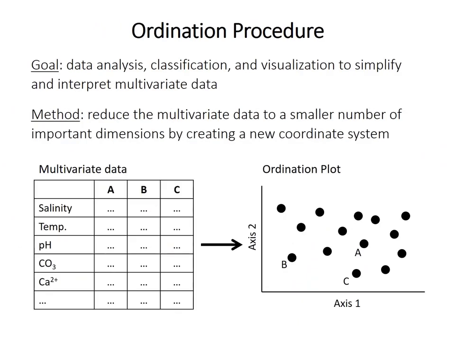So the goals of ordination are basically data analysis, classification, visualization, simplifying the data to aid in interpreting multivariate data, looking for gradients or patterns. I'll explain in more detail, but basically the method creates a new coordinate system by rotating the original data. This allows us to focus on a reduced number of important dimensions. Those dimensions are synthetic variables, and they represent linear combinations of the original variables. So in this example here, axis 1 corresponds largely to changes in pH and bicarbonate. I'll explain what these arrows mean towards the end.